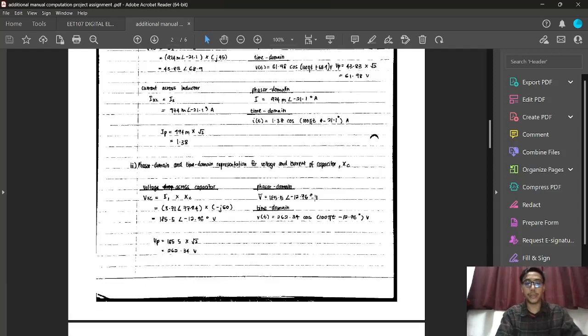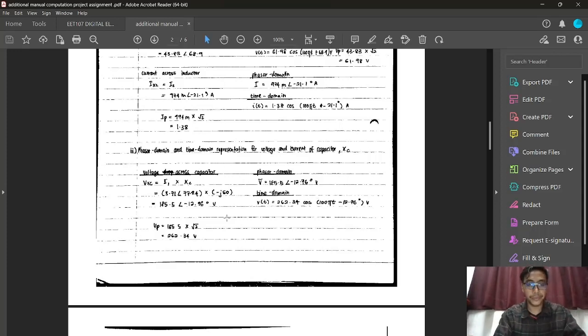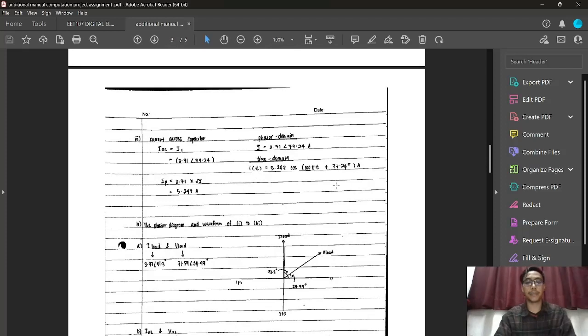The next question is the phasor domain and time domain for the voltage and current across the capacitor. Using the same method with Ohm's law, V equals I times Z, where Z is XC. For the phasor domain of voltage, I get 185.5 angle negative 12.76, and for the time domain, I'm using VP, 262.34 cos of 100 pi t minus 12.76 volts. For the current across the capacitor, I'm using I1. The phasor domain is 3.71 angle 77.24, and the time domain is 5.247 cos of 100 pi t plus 77.24 amperes.